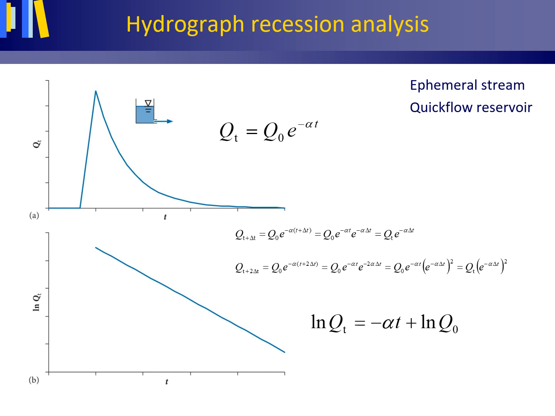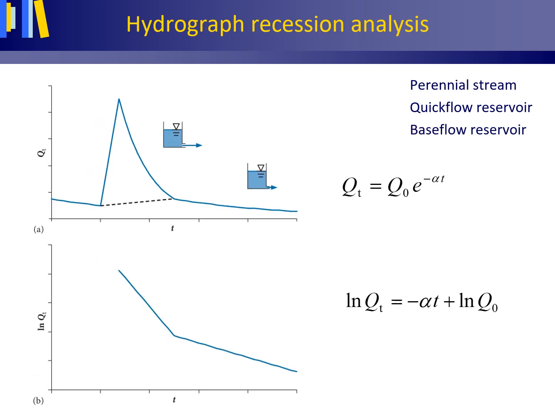The equation can be rewritten in semi-logarithmic form as shown here. This equation plots as a straight line in a graph with ln Qt on the vertical axis and t on the horizontal axis, and the value of alpha can simply be determined as the absolute value of the slope of this straight line.